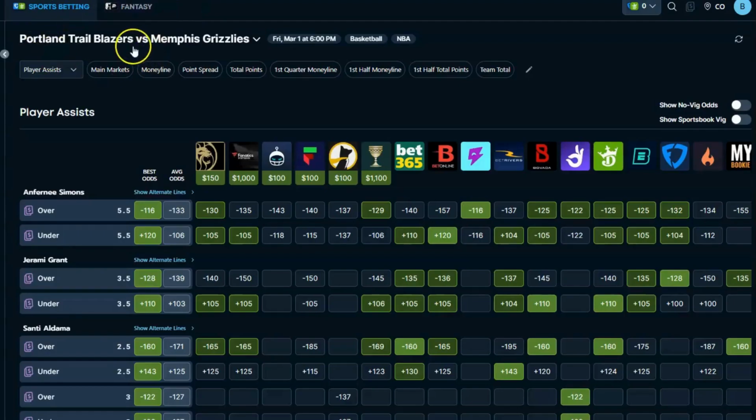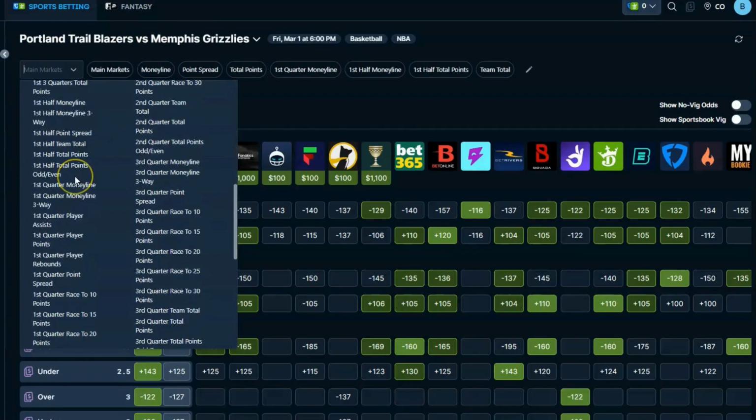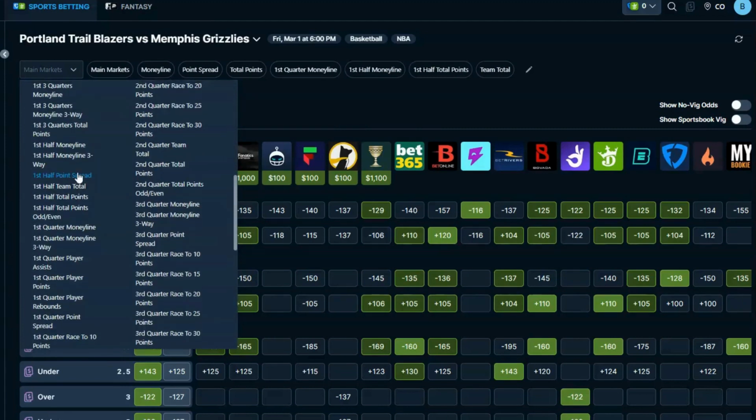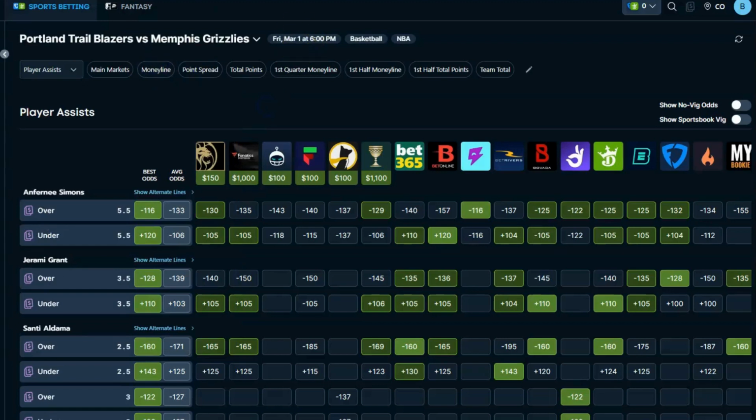First play of the day, we got Blazers, Grizzlies, and we're here at the Player Assists market. You pull this drop down, you can see all the markets that OddsJam provides. I clicked on Player Assists. That's where we're at for this particular game. Very simple. First one we're taking a look at here is Anthony. Anthony would like the over 5.5. Best odds are actually minus 116 here.